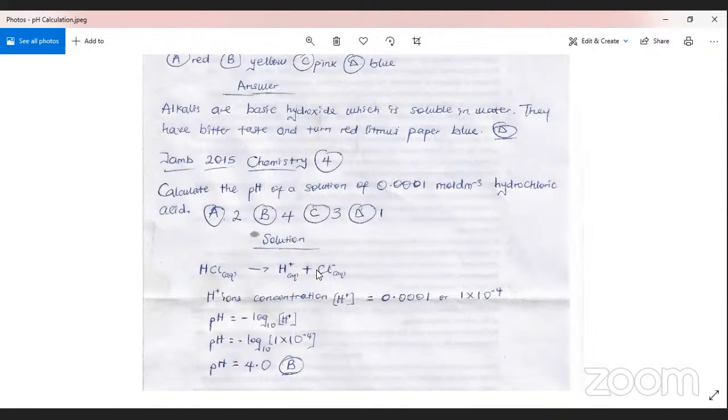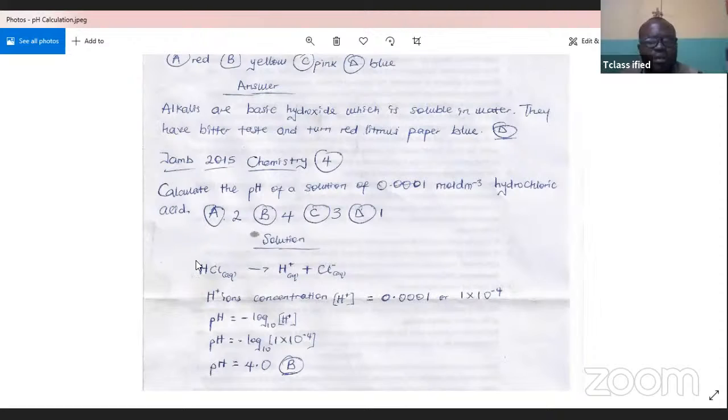Bye-bye. Okay, so since we have one here, we have one, and we have one here. So that means if we are having 20 mole per dm cube here, we're also going to be having 20 here, and we're going to be having 20 here. But what we're having here is 0.001 mole per dm cube. So that is what we also have of the concentration of the hydrogen ion.